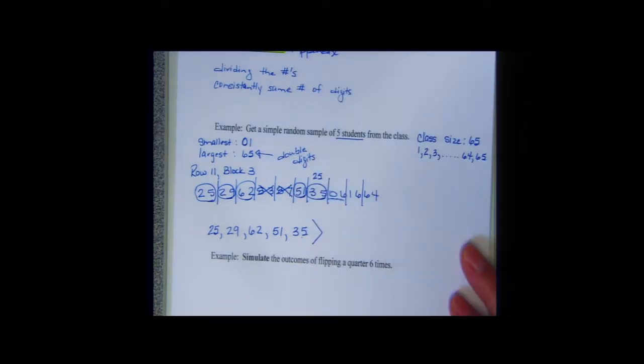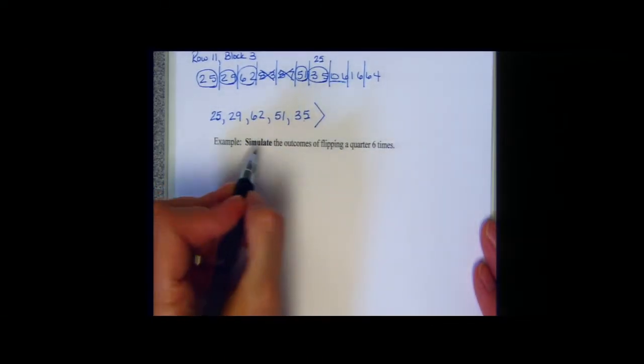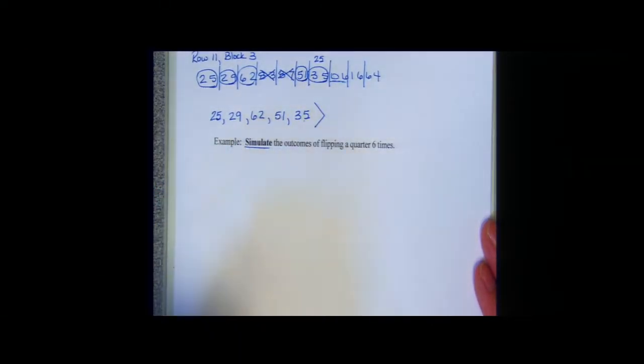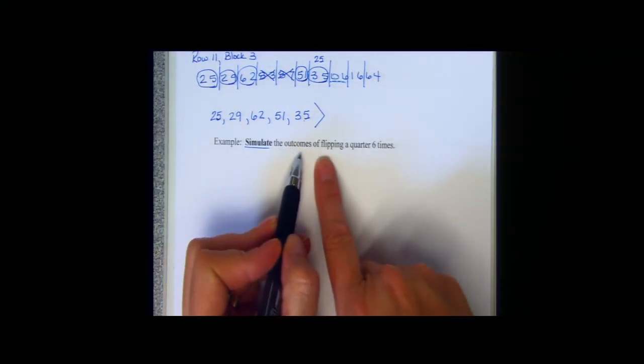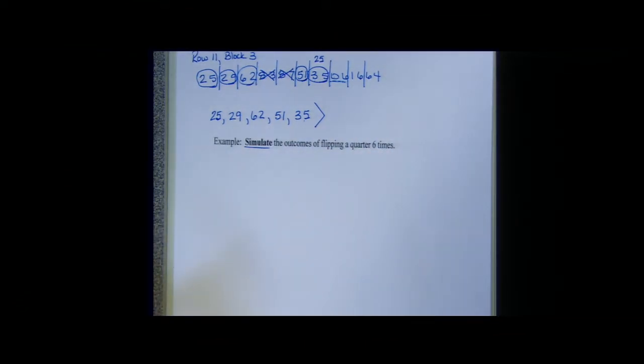All right, another way that the random number table is used, and that is to simulate. And simulate means that you're basically going to not actually do the particular thing. So in this case, it's flipping a quarter 6 times. So I'm not going to actually flip a quarter 6 times. I'm going to simulate it by using the random number table.